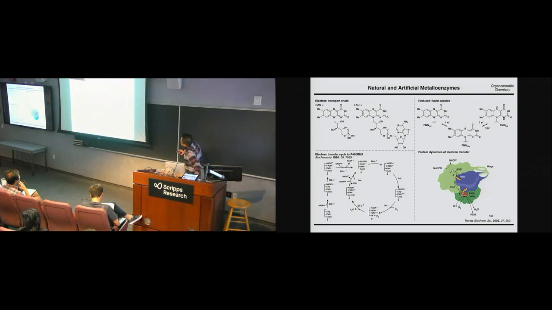Sorry, there's actually a mistake in the slide. This should be a diphosphate bridge between the nucleobase and the FMN.